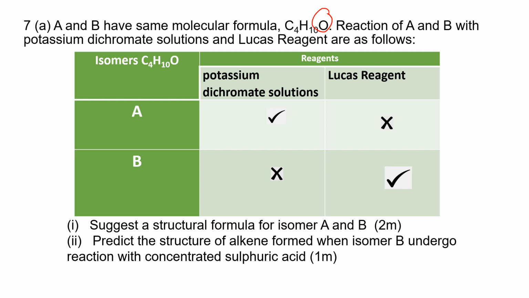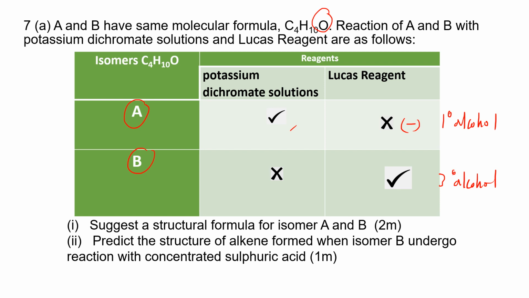Isomer A gives a positive result with potassium dichromate solution, meaning that structure A can be oxidized. Lucas reagent is a negative result, meaning that this is a primary alcohol. For structure B, the result is negative for potassium dichromate solution, meaning it cannot be oxidized, but it gives a positive result for Lucas. So it cannot be oxidized, meaning that this is a tertiary alcohol. From the observation, we can predict the class of alcohol.